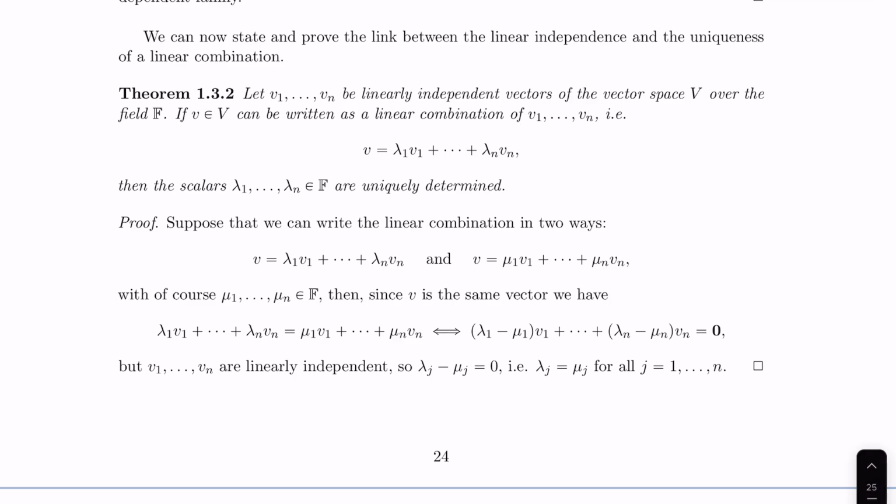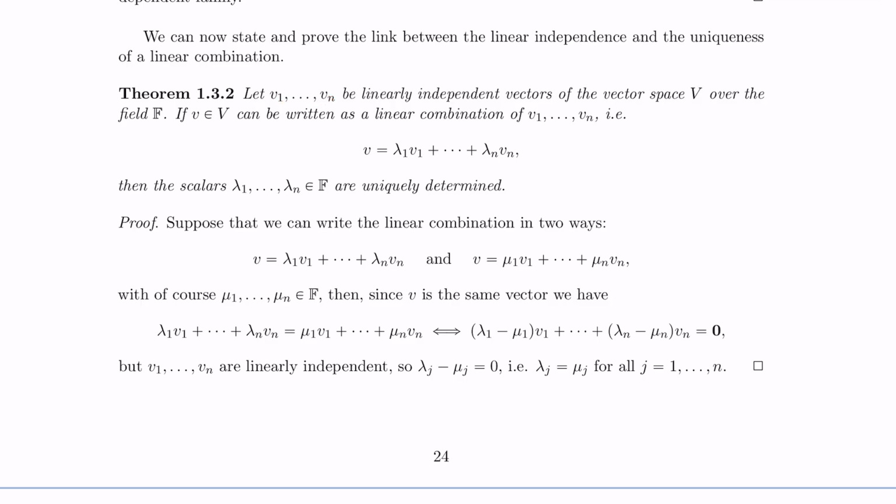We go to the next theorem. The theorem says that if we have a bunch of linearly independent vectors of a vector space V over the field F, then if a vector v belonging to this vector space can be written as a linear combination of these vectors, that is, if there are scalars lambda 1, ..., lambda n belonging to F such that v can be written like this, then these scalars are uniquely determined. There are no other scalars than these such that v can be written as a linear combination of these vectors.